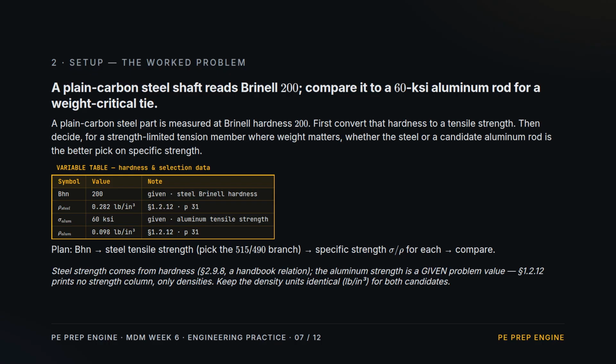Setup. A plain carbon steel part reads Brinell 200. We first turn that hardness into a tensile strength, then compare the steel against a 60 KSI aluminum rod for a weight-critical tension member. The densities come straight from the Handbook property table. The aluminum strength is given, since that table lists no strengths. The plan: convert the hardness, form specific strength for each material, and compare.